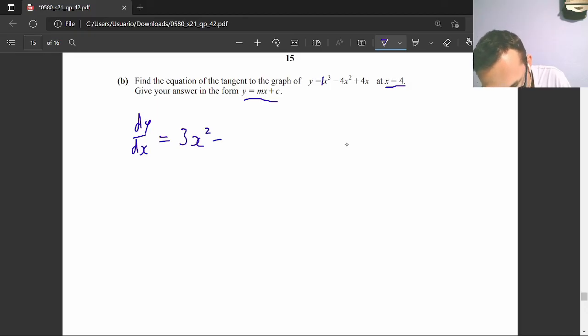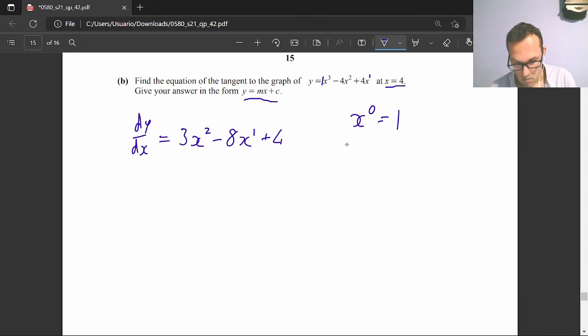2 times minus 4 is minus 8. Subtract 1 from the 2, that's x to the power of 1. The last term there, 1 times 4 is 4x. Minus the 1 from the 1, that gives us x to the power of 0, which is anything to the power of 0, 1. So that means we end up with 1 there. 1 times 4 is 4. It stays the same. Okay.